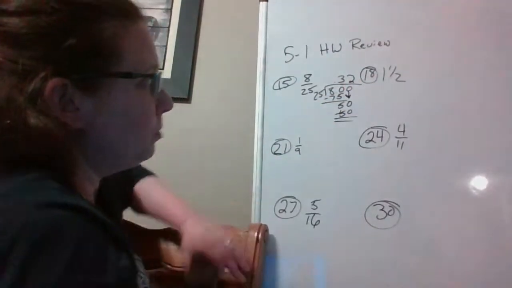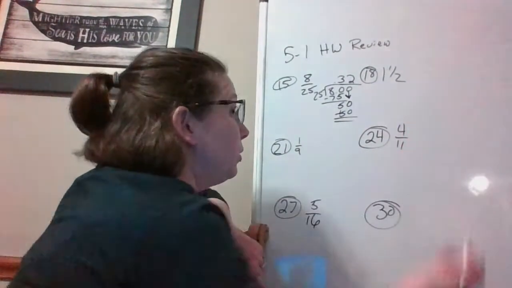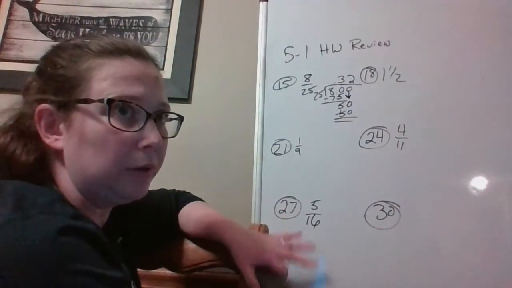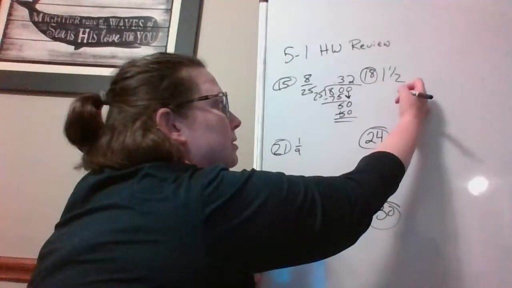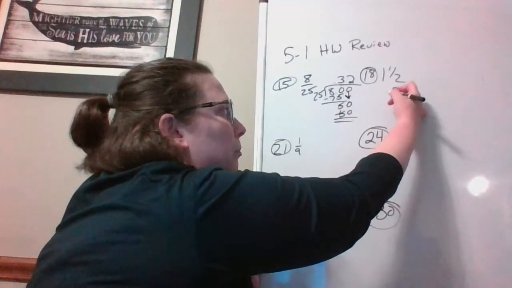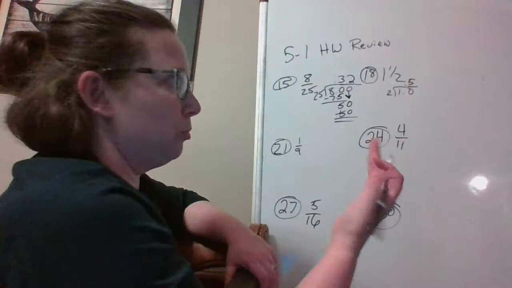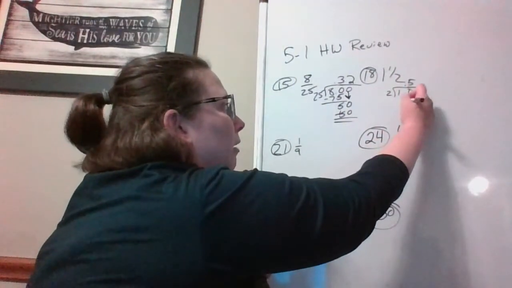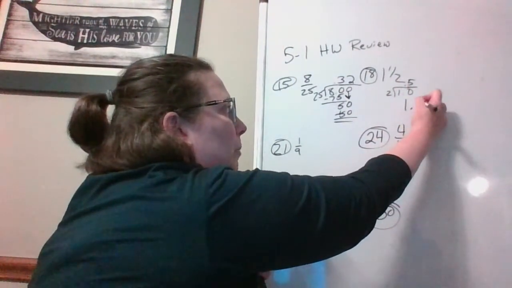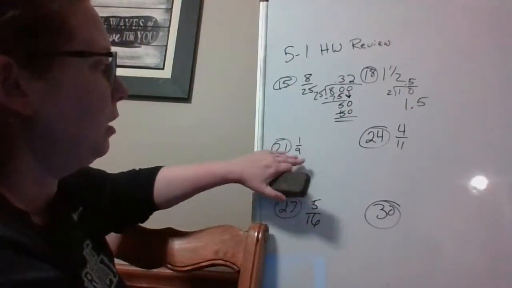The next problem is 1 1/2. You may know this off the top of your head, and if you do, that's perfectly fine. Just write the answer for a problem like this. If not, I could take my fraction, write my decimal problem, and boom, there's my answer. I have my whole number, and I have my decimal. 1 1/2 is the same as 1 5/10.